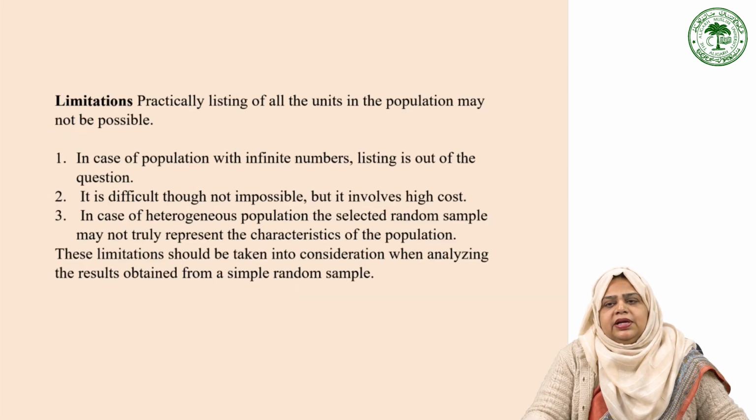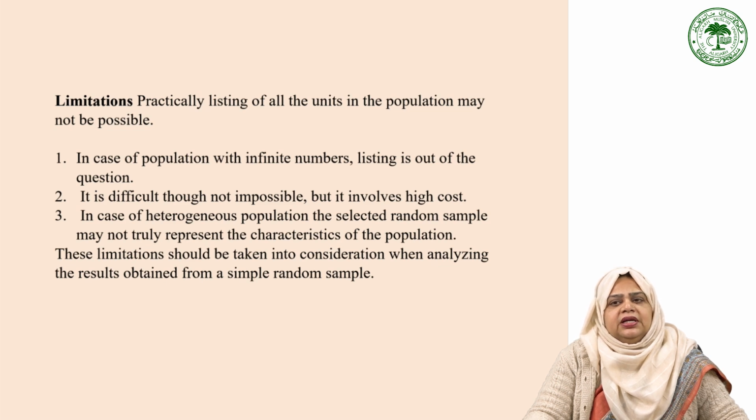The random sampling method also has certain limitations, and one major limitation arises when the population being studied is either infinite or very large. In these cases, it is simply not feasible to list every single unit in the population. Additionally, even if it is possible, the cost of doing so can be prohibitively expensive. Another limitation arises when the population is diverse. It means when the population contains a wide range of characteristics. In such cases, the random sample chosen may not accurately represent all the unique qualities and attributes present in the entire population.